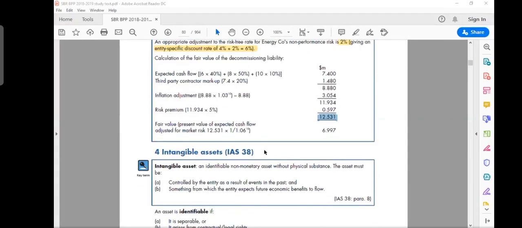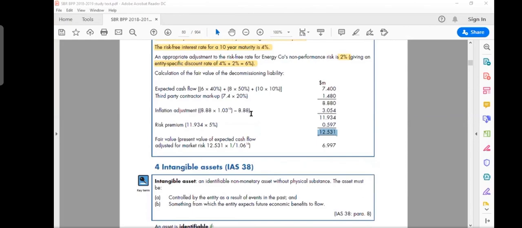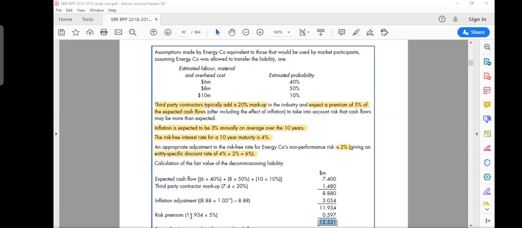Next is IAS 38, intangible assets, fair value is done. We have done the lecture. We have seen few simple illustrations from the book. And of course, we will be doing some questions from the practice kit to understand it much better.